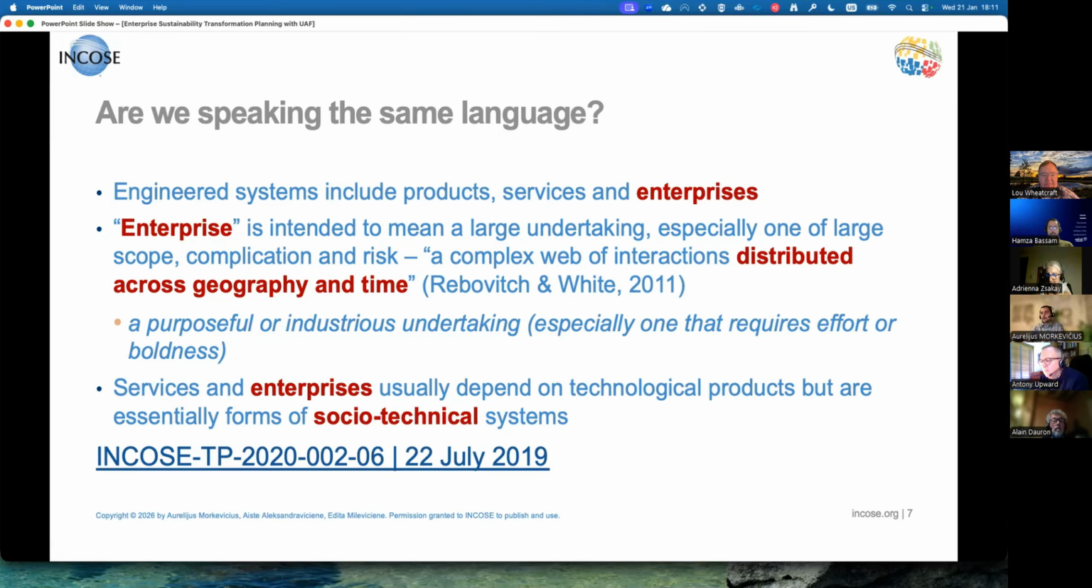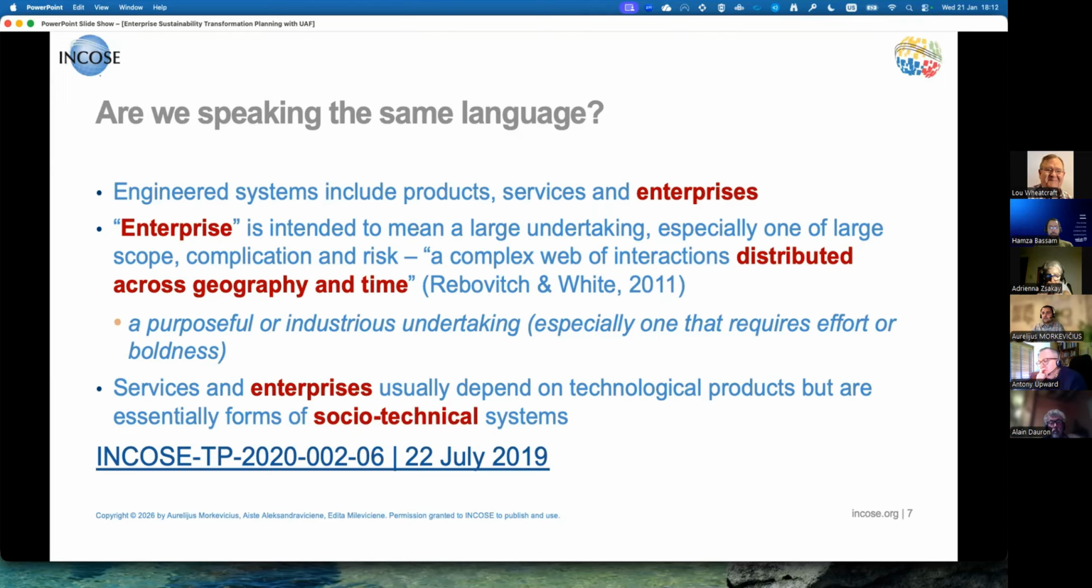It is really a large undertaking, especially one of large scope, complication, and risk. It is the way it is described in the INCOSE technical product on definitions, which I have referenced here on the slide at the bottom. So when I share the slides, you can navigate the link and access the technical product that was released in 2020. So that's the latest on the definitions.